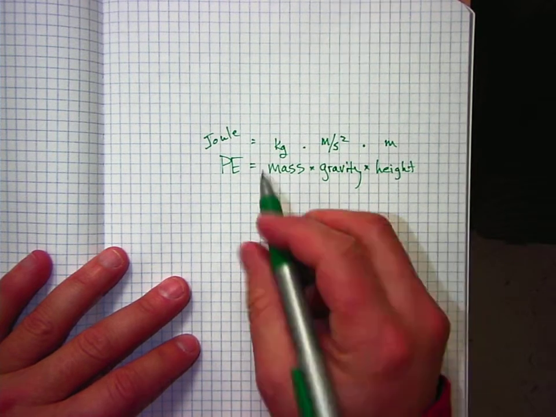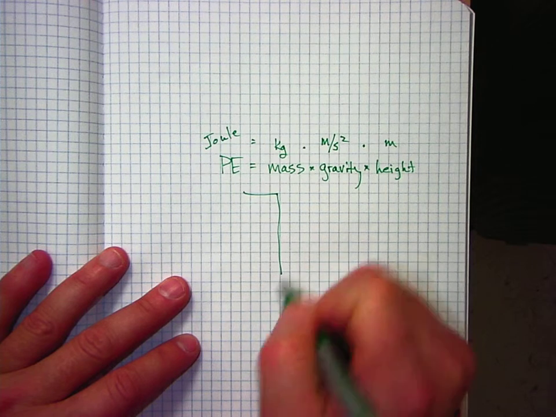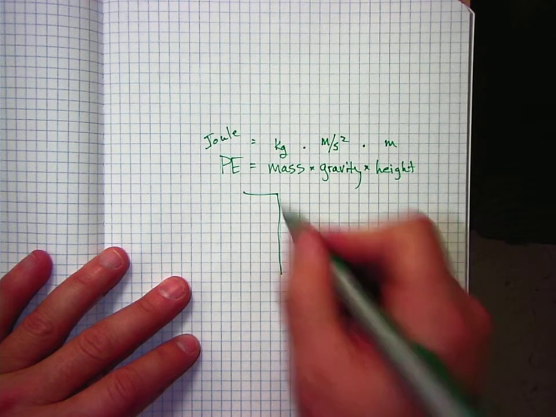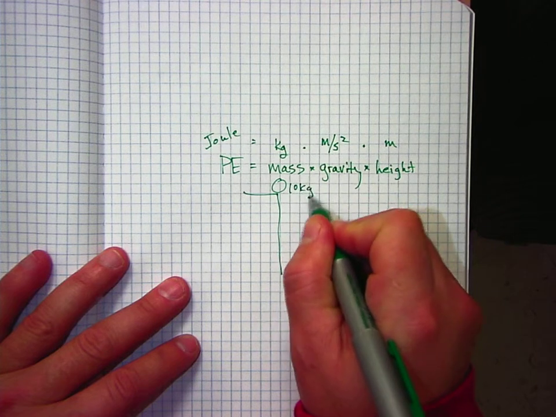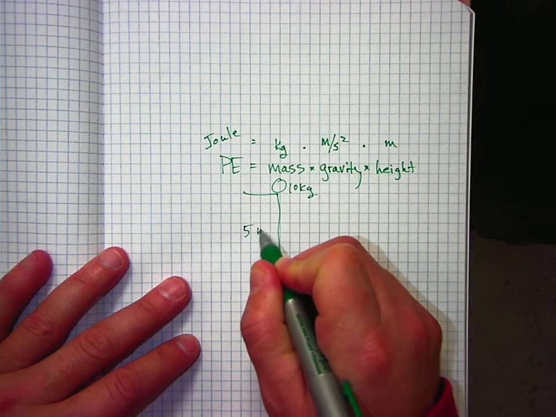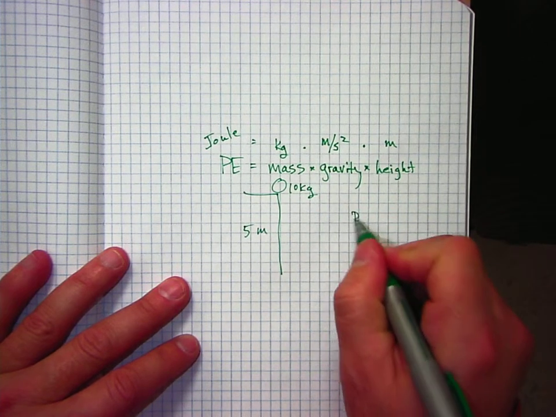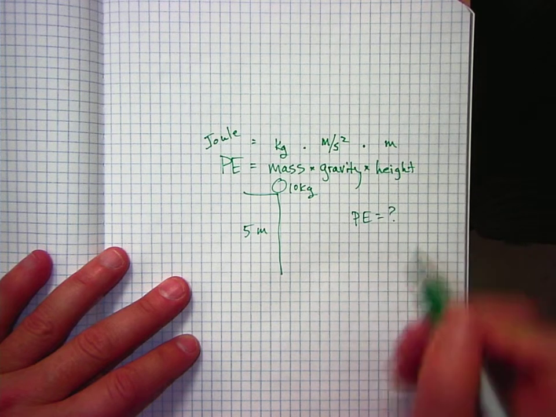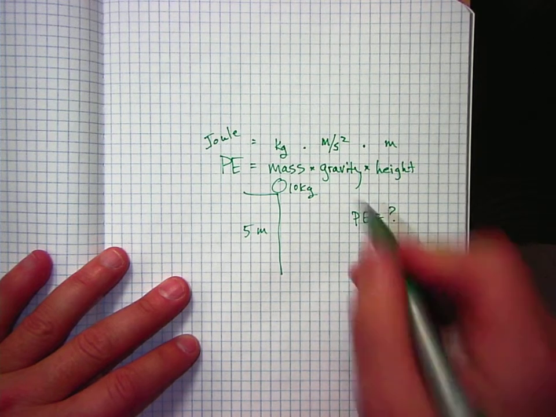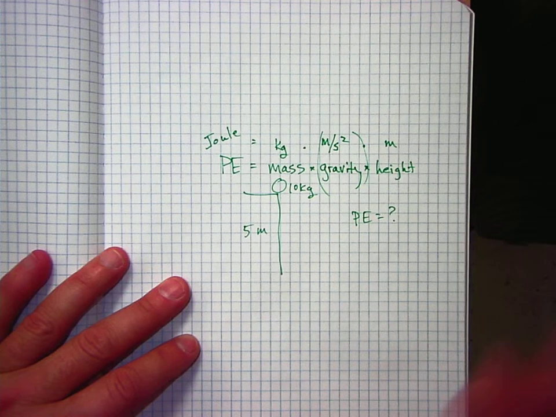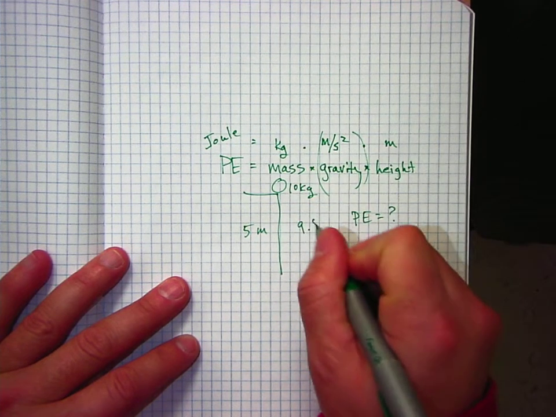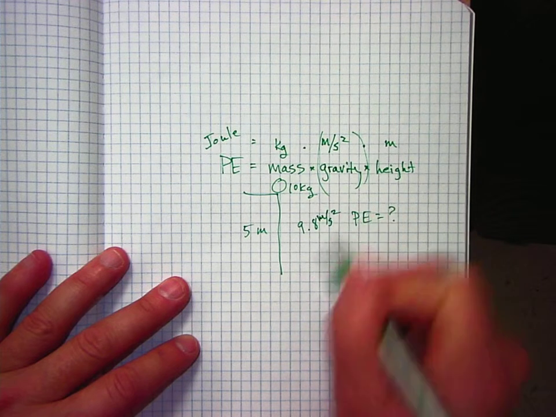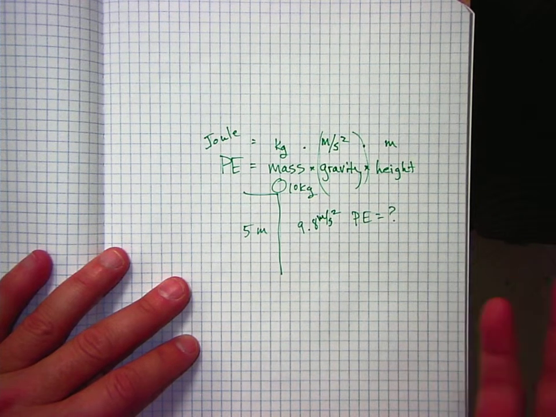Typically, if you do get confused on this, the problems will say a rock, a 10 kilogram rock is perched 5 meters above the ground. What's the potential energy? Most kids will have an issue because they'll forget that, hey, gravity is always given to you if this rock is perched on Earth, which would be 9.8 meters per second squared. So you got to remember that you always know gravity.